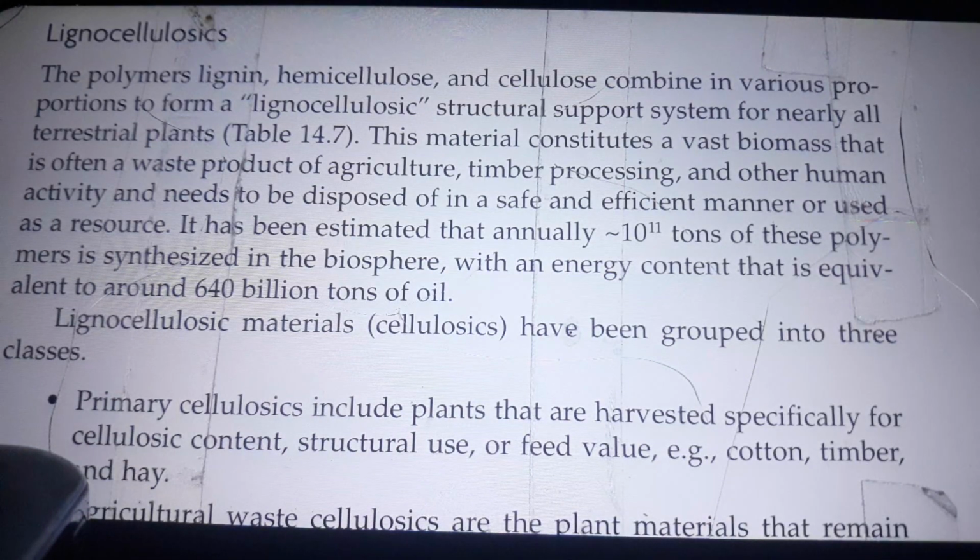Lignocellulosics. The polymers lignin, hemicellulose, and cellulose combine in various proportions to form a lignocellulosic structure, the support system for nearly all terrestrial plants. This material constitutes a vast biomass that is often a waste product of agriculture, timber processing, and other human activity, and needs to be disposed of in a safe and efficient manner or used as a resource. It has been estimated that annually 10^11 tons of these polymers is synthesized in the biosphere, with an energy content equivalent to around 640 billion tons of oil.